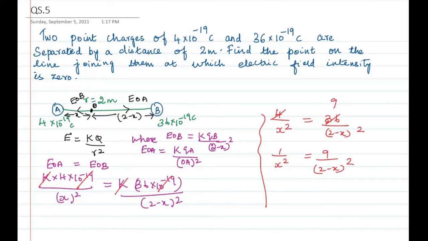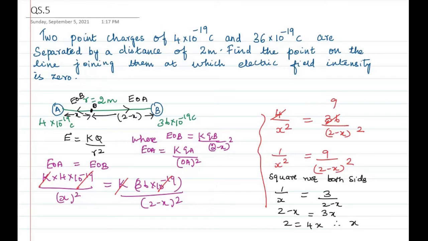Now take the square root on both sides. Then you get 1 by x is equal to 3 by 2 minus x. Cross multiply and simplify: 2 minus x is equal to 3x. Then you get 2 is equal to 4x. Therefore, x is equal to 1 by 2 meters, or 0.5 meters.